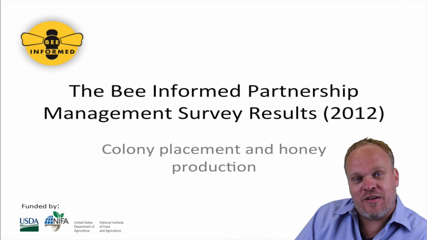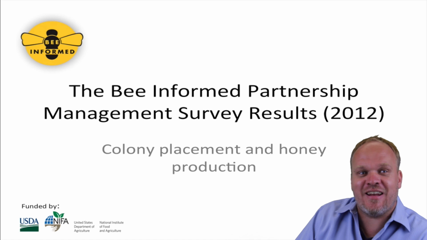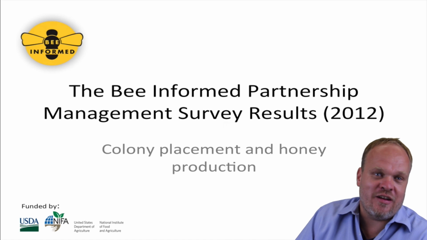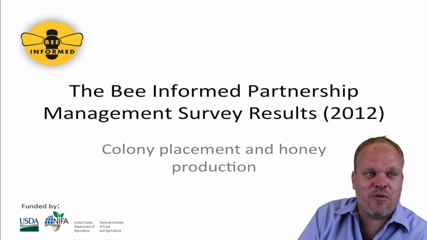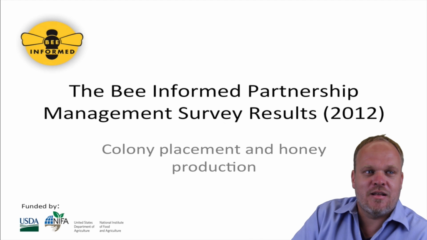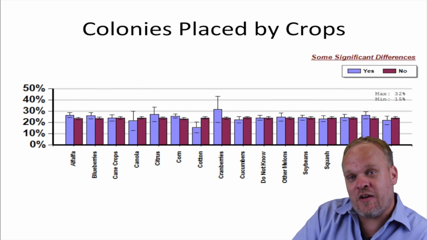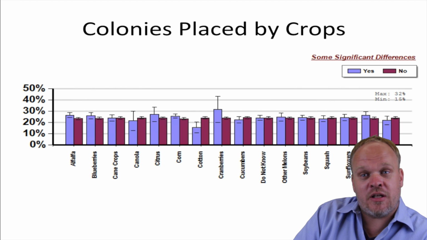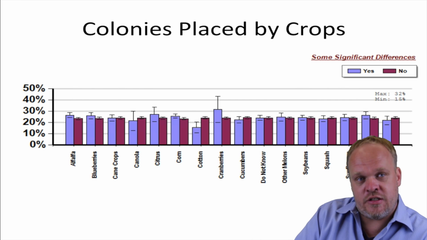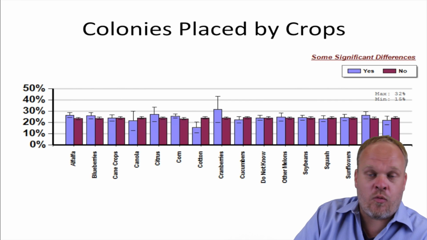I'm with the Honeybee Informed Partnership, and today I will be talking about the colony placement and honey production as it pertained to the Management and Winter Loss Survey of 2011-2012. This is a very complicated graph, but basically what we ask beekeepers is, did you place your colonies near these different crops when your colonies were producing honey?